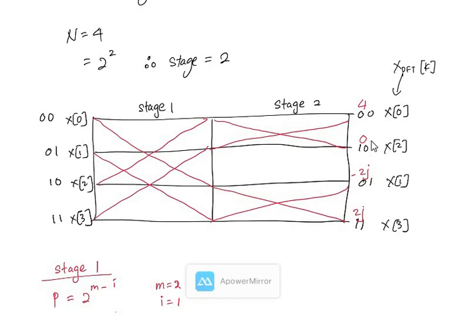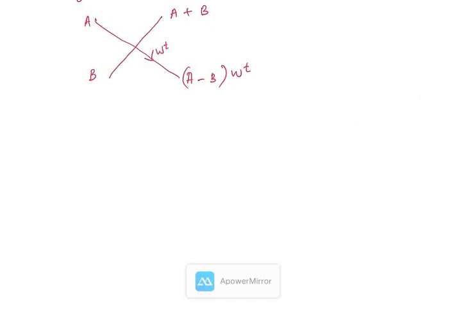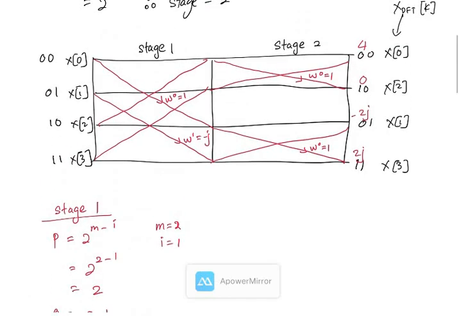If you see here, it is 4 and 0. This is assumed to be A and B. So for this value, A plus B equal to 4, whereas this one is A minus B multiplied with the WT equal to 0. From the calculation just now, this is W0, which is equal to 1. This is also the same, W0 equal to 1. Whereas for stage 1, W0 is equal to 1 and W1 equal to minus j. So you have A plus B equal to 4 and A minus B times WT, which is 1, equal to 0. This is referred to as the butterfly.